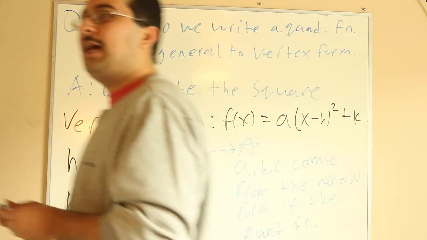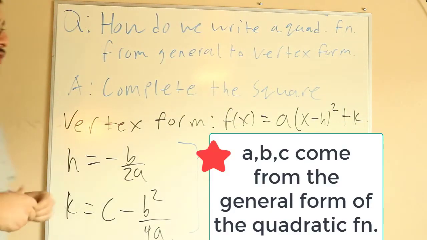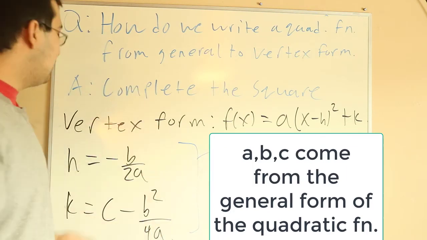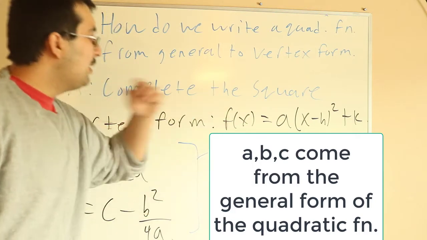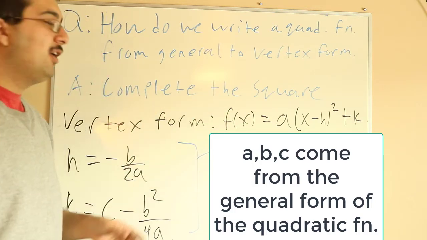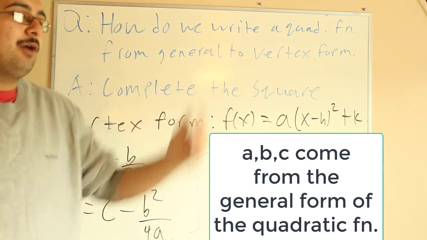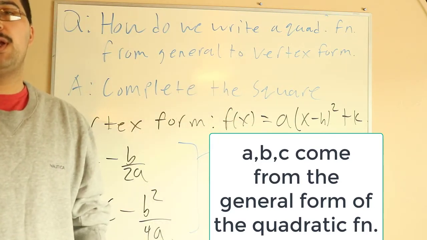So just to recap, for this class, how do we transition from general into vertex form? All we need to do is use these two formulas, find out what our a, b's, and c's are, plug them in, plug h and k in, and don't forget to plug a in as well. And there you go. Easy as that, you transition straight into vertex form.